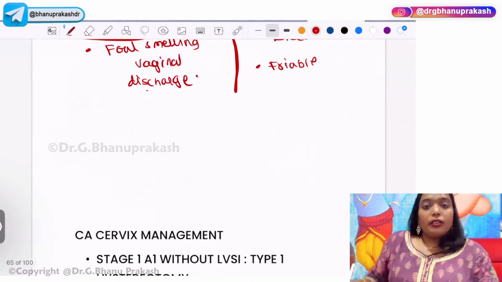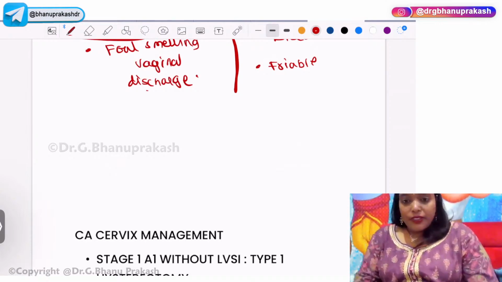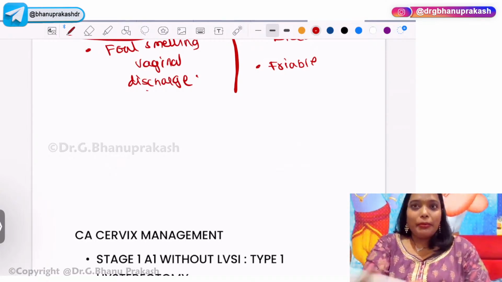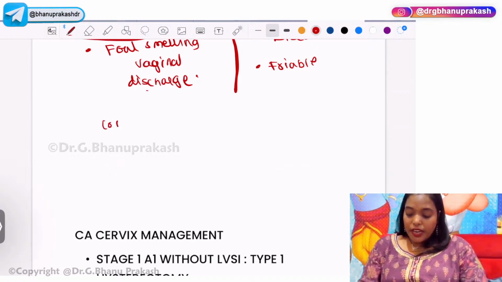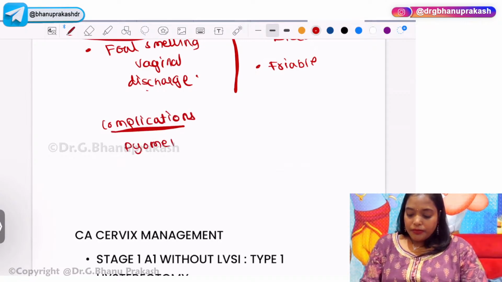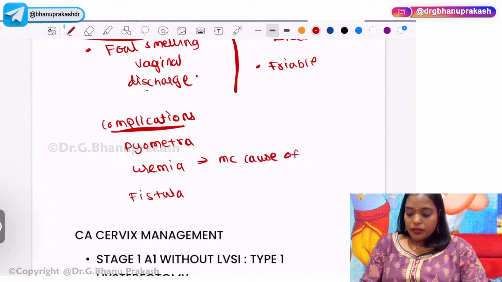And then we have something called as PUFF. In oncology, I'm mainly discussing cervical cancer because that is the most common and where we tend to get the questions. So the complications, we have PUFF. That is pyometra, uremia, and fistula. Most common cause of death is uremia.